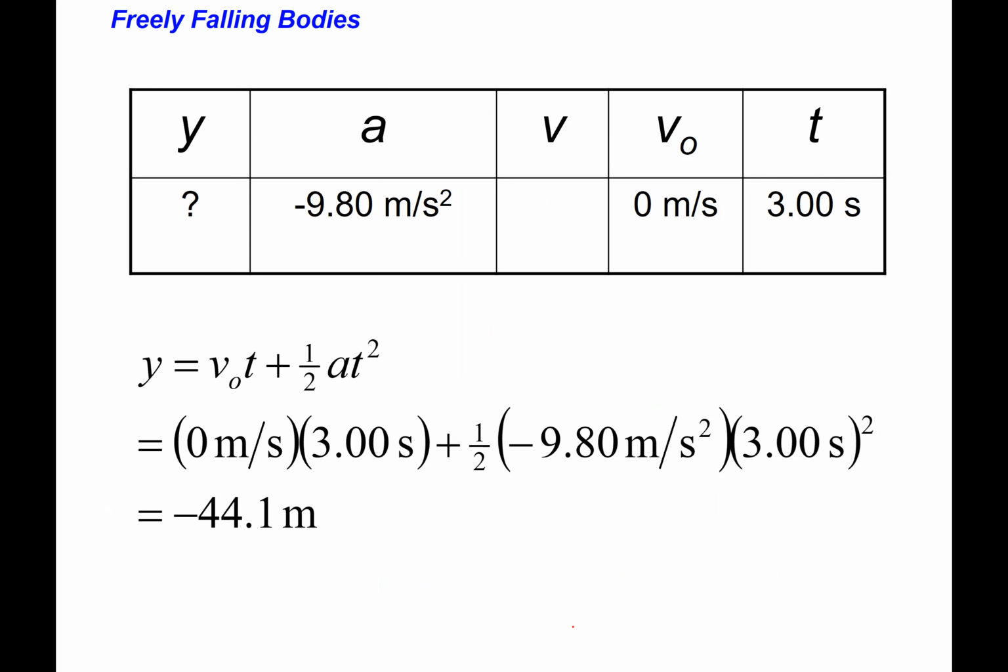So that's why we choose this equation and put in the variables, and we're able to solve for the displacement vector y. And again, it's negative because we just saw it was pointing down.